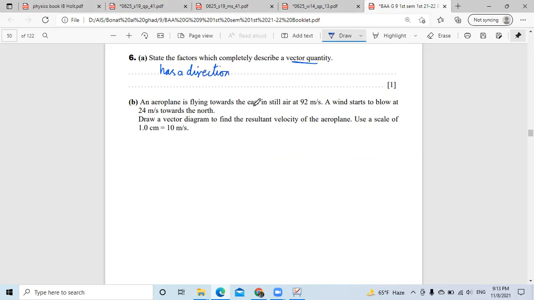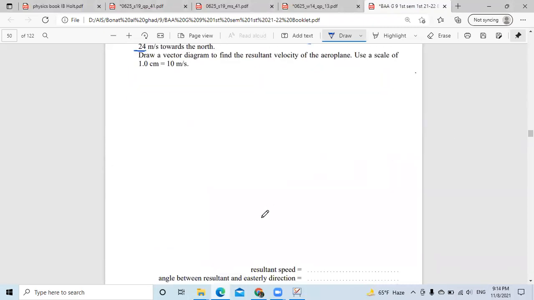An airplane is flying towards the east in still air at 92 meters per second. A wind starts blowing at a speed of 24 towards the north. Draw a vector diagram to find the resultant force. Now, to do that, we know that they ask about the resultant speed and they ask about the direction, okay, to the eastern direction.